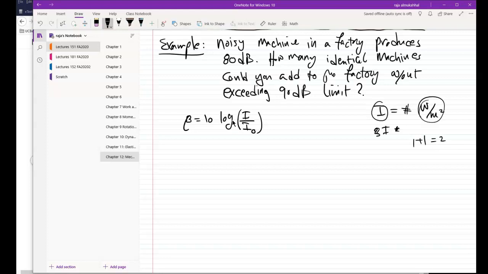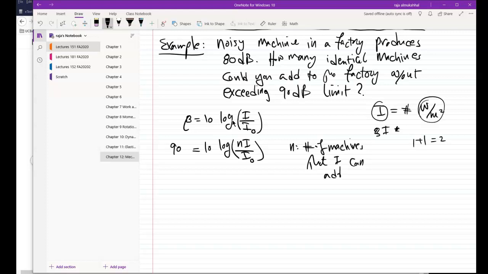So in other words, for a decibel level of 90 decibels, I have 10 log n I over I naught, where I'm going to solve for n, the number of machines. You understand that? So n here is the number of machines that I can add. Okay? So all I need to do now is to solve for n. But before I do that, I need to know the corresponding I. For what? For 80. You see what I'm saying?